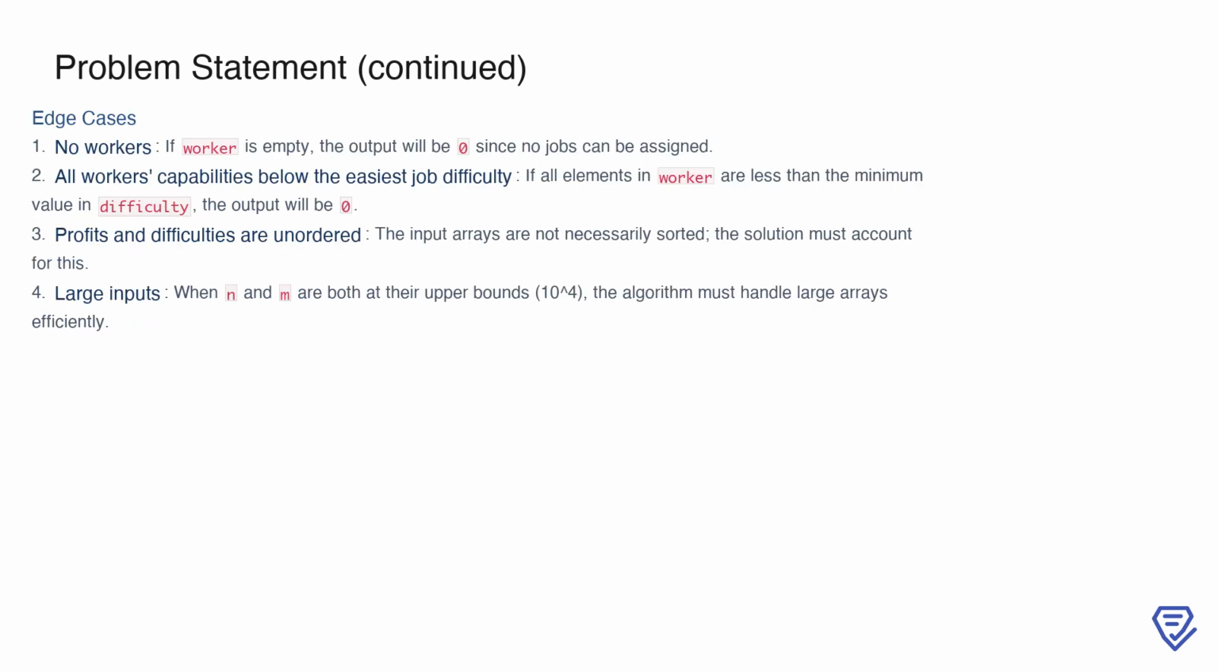When solving this problem, there are several edge cases to consider. First, if the worker array is empty, no jobs can be assigned, so the output will be 0. Second, if all workers have capabilities below the easiest job's difficulty, the output will also be 0. Third, since the difficulty and profit arrays may not be sorted, the solution must account for this and handle the data appropriately. Lastly, for large inputs where both n and m reach their upper bounds, the algorithm needs to be efficient enough to process arrays of size up to 10,000 without running into performance issues. These considerations ensure that the solution is robust and works for all valid inputs.